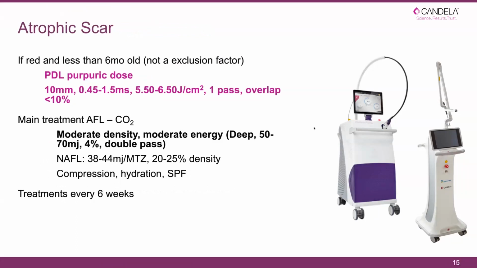On an atrophic scar, if red and less than 6 months old, although this is not an exclusionary factor, the age of the scar, we should move to purpuric dosing, shortening the pulse and increasing the fluence. And the main treatment of atrophic scarring is the ablative fractional laser using a moderate density with moderate energy. Here, the treatments should be done on a 6-week basis. Next slide.